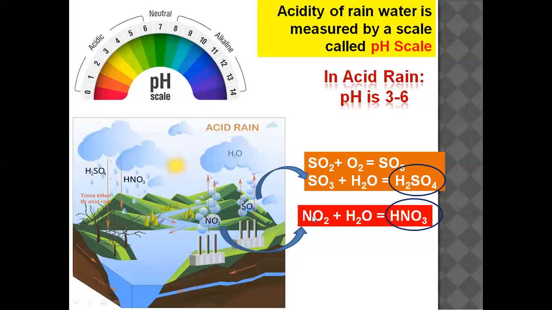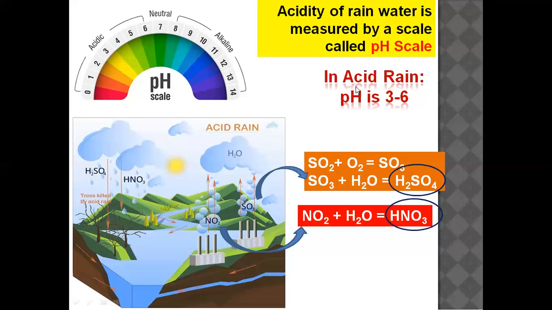Now there is a scale called the pH scale, which is used to measure the acidity of any kind of solution. This is the pH scale. When pH is 7, it is called neutral. Drinking water or normal water has a pH of 7. If the pH decreases below 7, then the solution is called acidic, and if the pH increases above 7, then it is called an alkaline solution. So, this is a measurement scale.